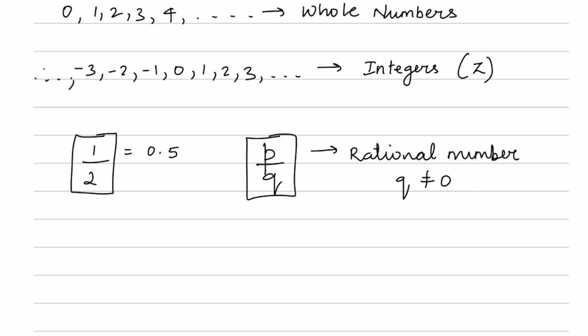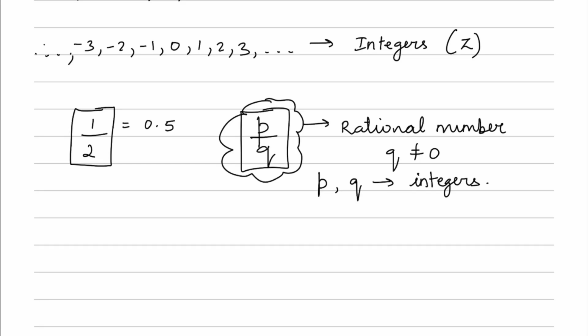So what is a rational number? A rational number is any number which can be expressed in the form of p upon q, where p and q are both integers and q is not equal to 0. Now any number that cannot be expressed in this form is going to be called an irrational number. By the way, we denote rational numbers by the symbol Q. Now, as I said, irrational numbers you cannot express in the form p upon q, where p and q are integers. Now we look at a couple of examples.